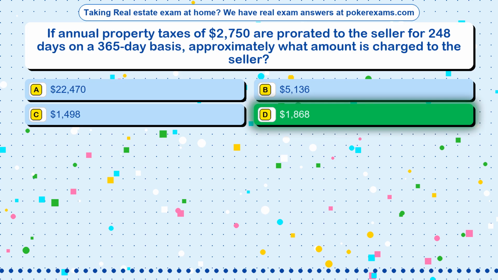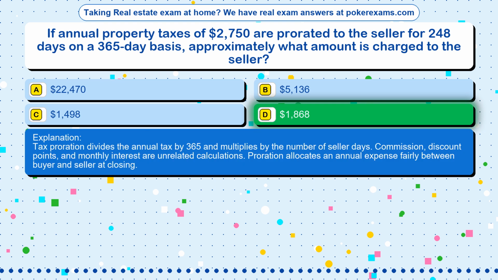The correct answer is option D, $1,868. Tax proration divides the annual tax by 365 and multiplies by the number of seller days. Commission, discount points, and monthly interest are unrelated calculations. Proration allocates an annual expense fairly between buyer and seller at closing.